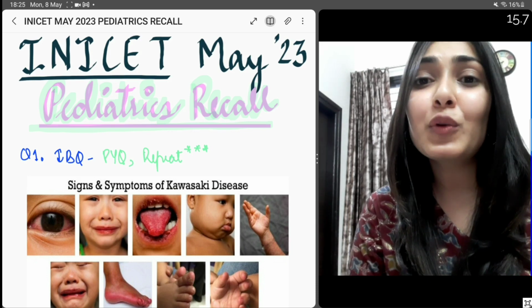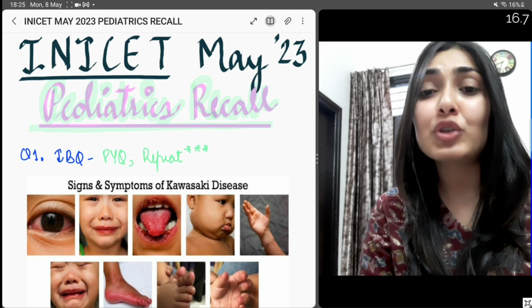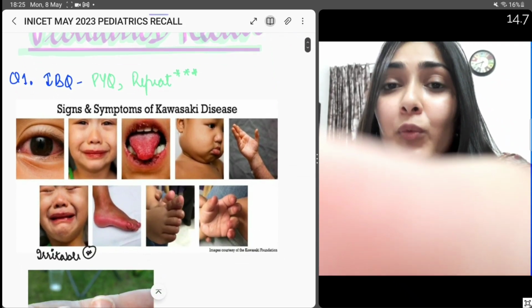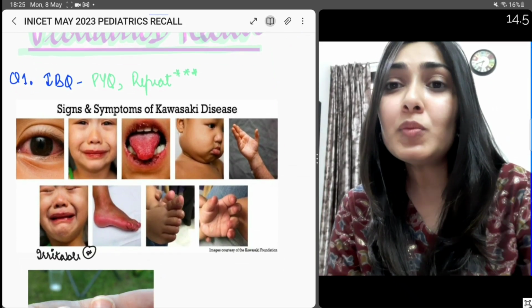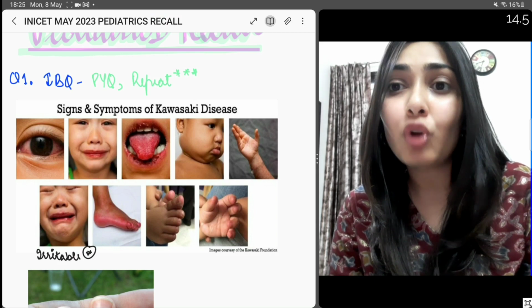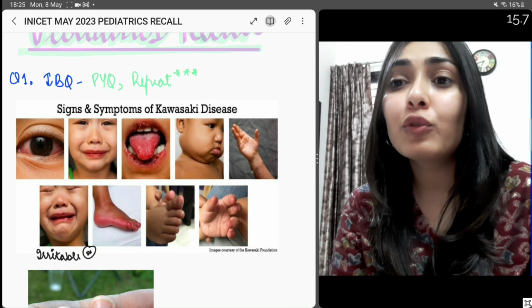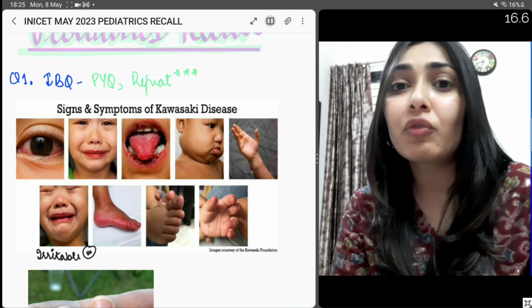So the first question we are going to discuss is an image based question. They gave an image of a child with a constellation of symptoms. You can see beefy red tongue, strawberry tongue. You can see the neck lymph node, enlarged lymph node. You can see the desquamation of the hands.